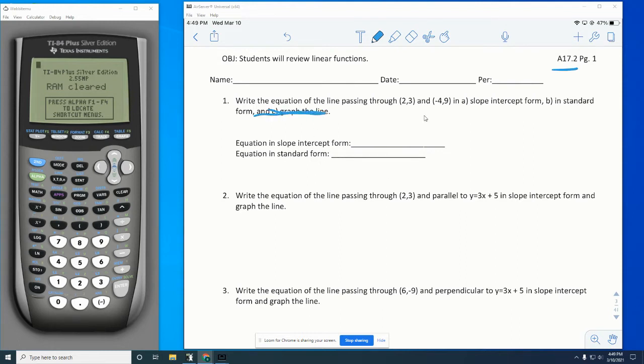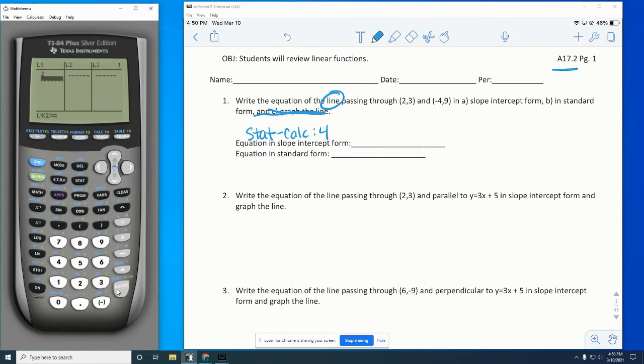For slope-intercept form, anytime I have 2 points, I'm going to use stat calc. This does tell us it's a line, so we're going to use stat calc 4. I'm going to click stat and enter and put my points in. Remember, your x's go in the left-hand column, the y's in the right, and the points need to be across from each other.